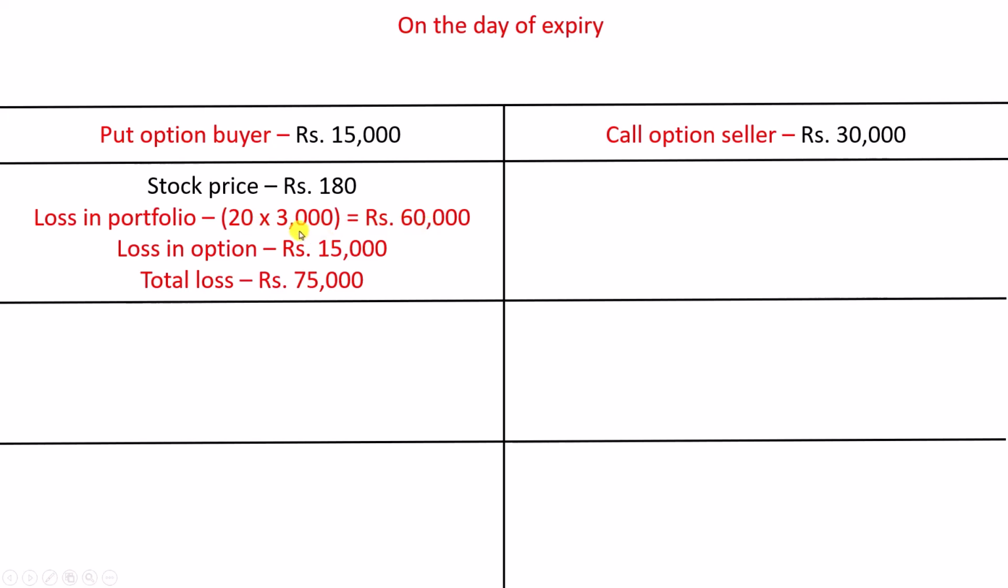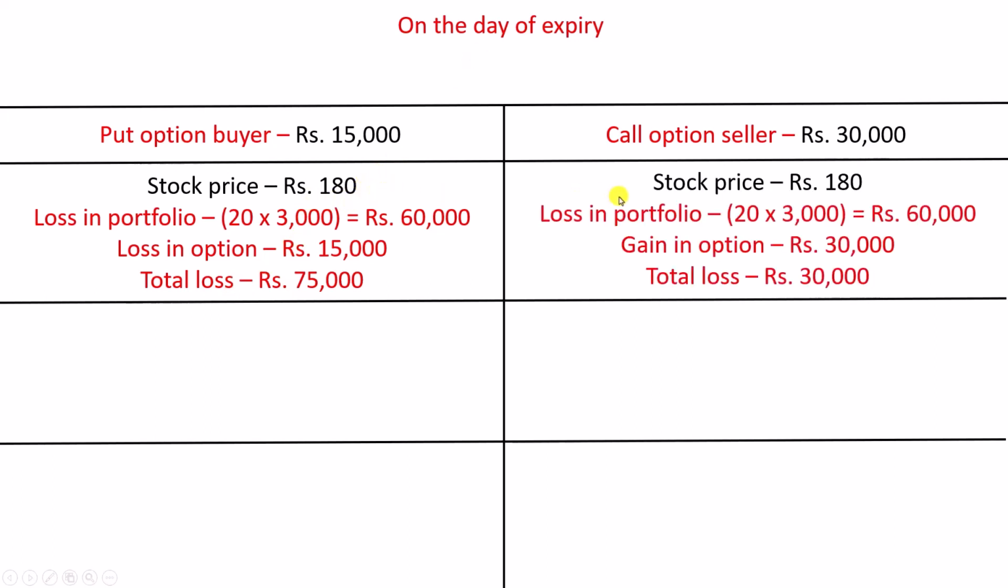And along with that, there is a loss in the option too. This is in stock, this is in option. I had bought a put option by paying 15,000 rupees, correct? So that too will be gone because the price did not go below 180. It came and stopped at 180. So I am going to lose 15,000 too. So totally 60,000 plus 15,000, 75,000 is my total loss if the price comes to this on the day of expiry.